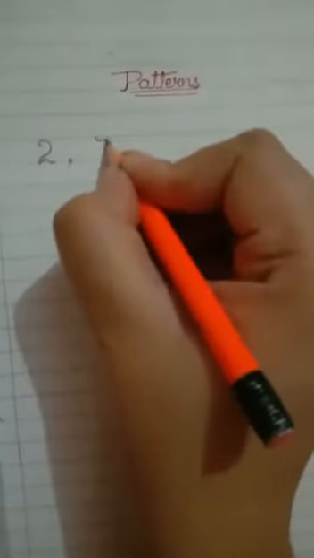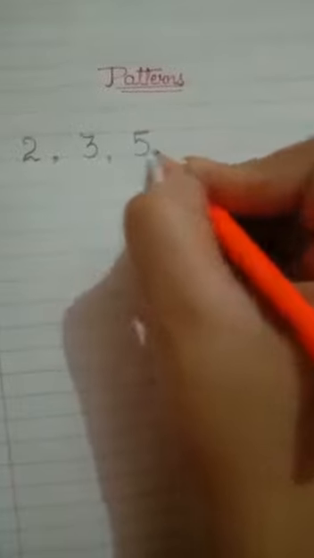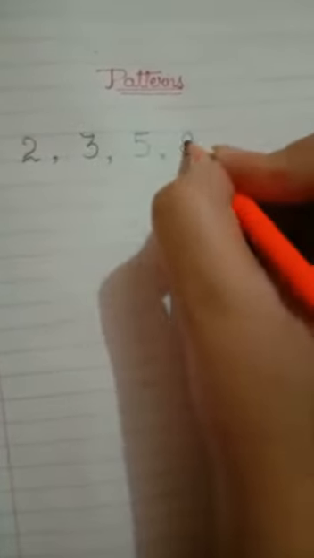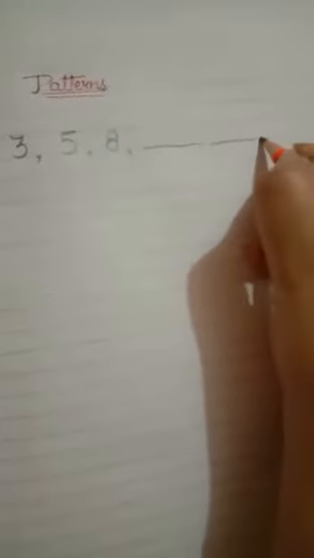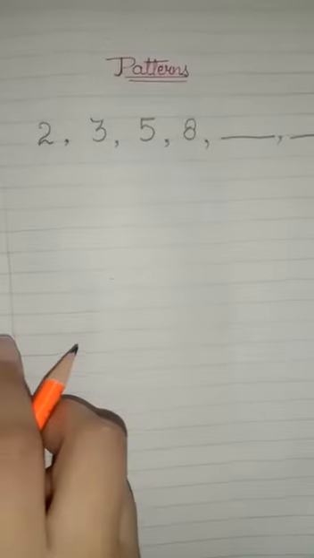So, our pattern is 2, 3, 5, 8. So, it is our next three patterns. Let's find the rule. First of all, we will start counting from 1.